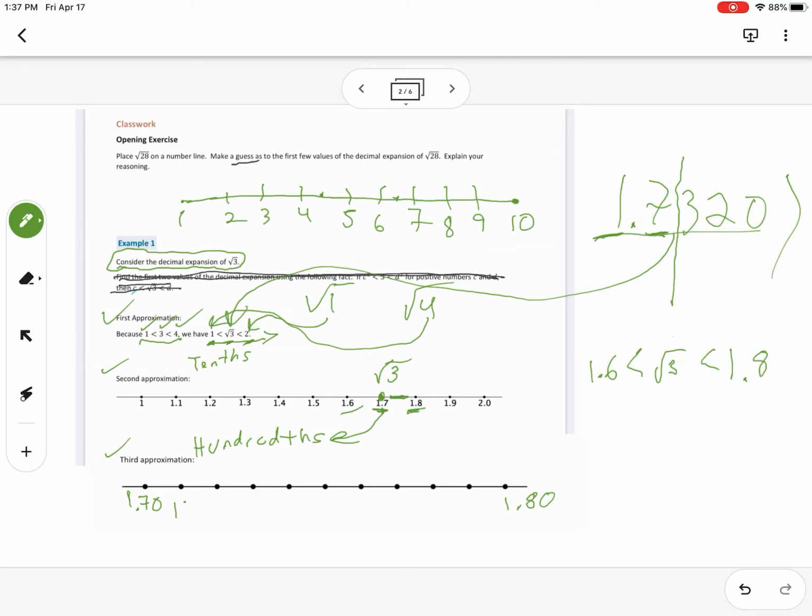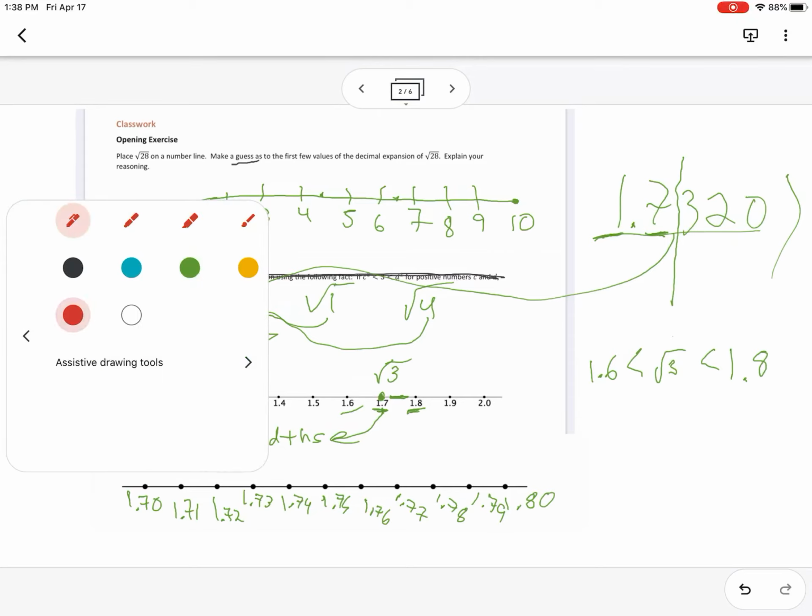So 1.71, 1.72, and that's going to be hard to fit, but we'll make it work. 1.73, 1.74, 1.75, 1.76, diagonals starting to help. 1.77, 1.78, and finally 1.79.